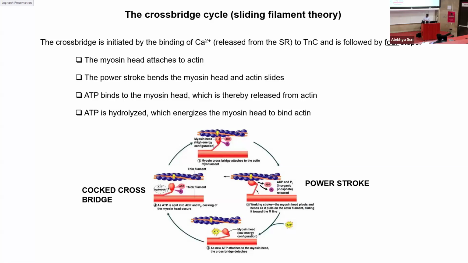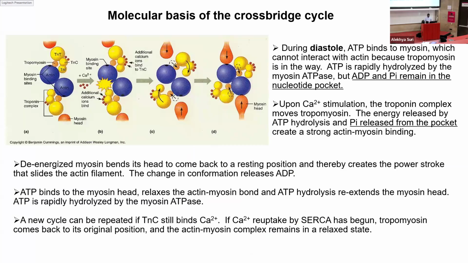So first the phosphate molecule will be released, followed by the ADP molecule. So once these molecules are released, then the head will undergo a low energy configuration, and the de-energized head then binds the next ATP molecule. Then it is ready for the next contractile cycle, the actomyosin interaction cycle. So this is how the cross-bridge cycle works in a simple way, but in detailed molecular aspects.